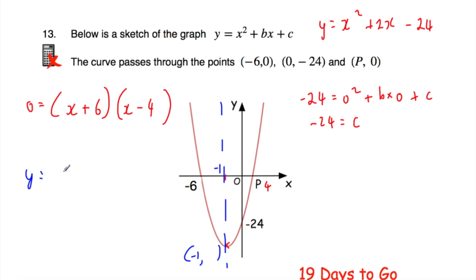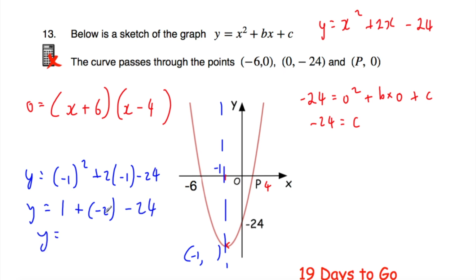So y equals (-1) squared plus 2 times -1, subtract 24. (-1) squared, -1 times -1 is equal to 1. And then we've got plus 2 times -1, so it's going to be adding -2, because 2 times -1 is -2. And then we've got -24. So y equals 1 plus -2, that's 1 take away 2, which is -1. Take away 24, and -1 take away 24 would be -25. So the y-coordinate of this point is -25, and the coordinates of this turning point are (-1, -25), and that's it.